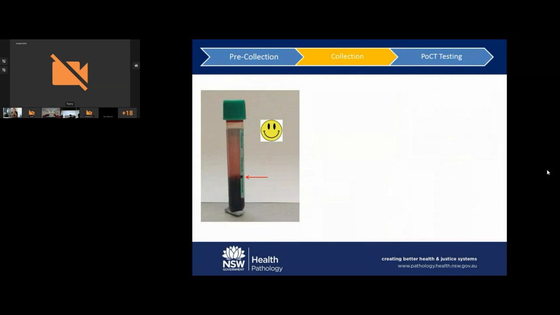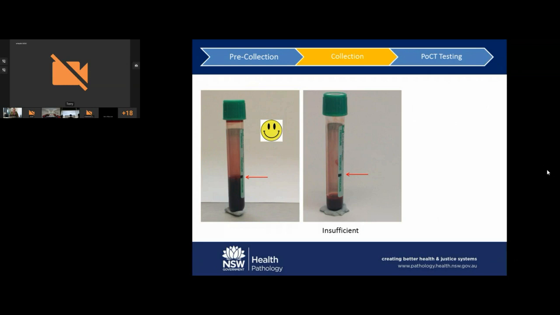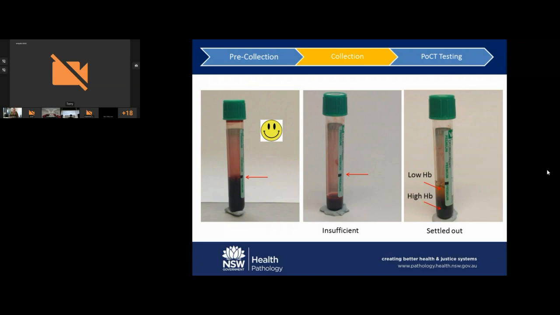And here's what a good blood tube specimen looks like. Every blood tube has an optimal fill mark indicated by a black or white line on the side of the tube. As per our previous syringe discussion, collecting insufficient blood into a tube results in overheparinization and potentially compromises your results. And again, allowing the tube contents to settle for too long without mixing will result in a falsely low or high hemoglobin, depending on where in the tube you take the blood from.